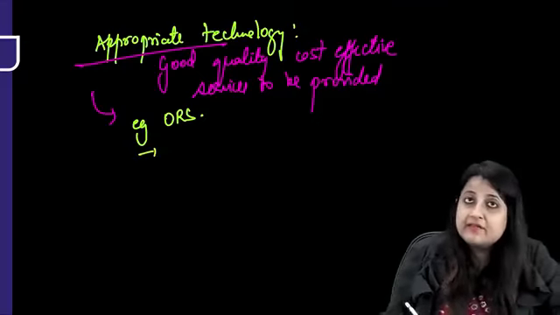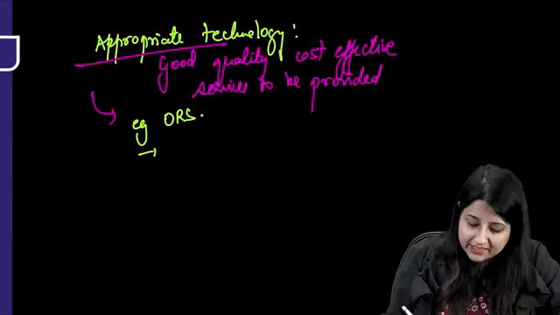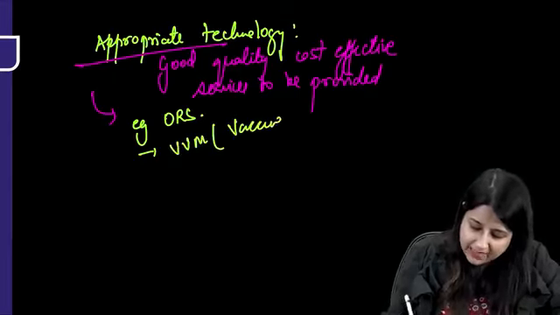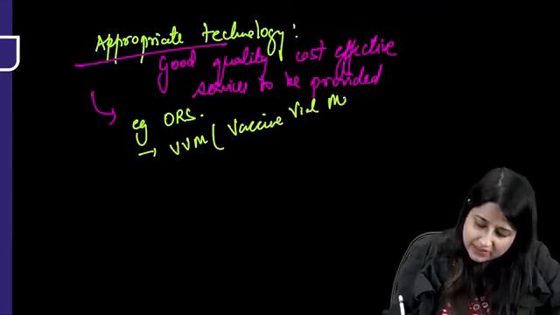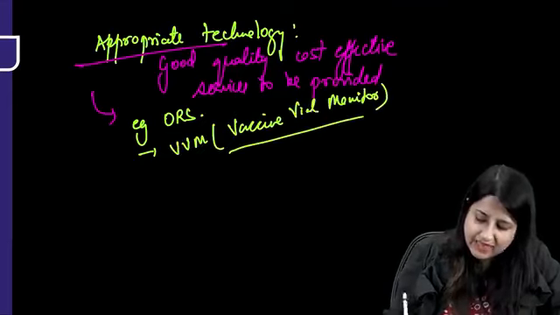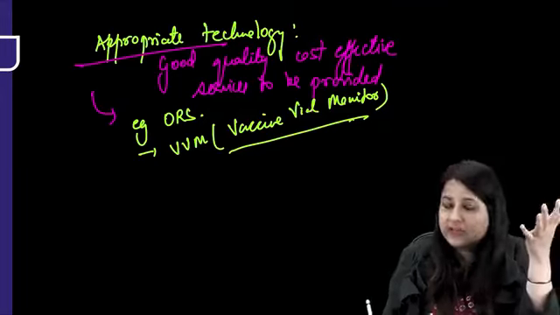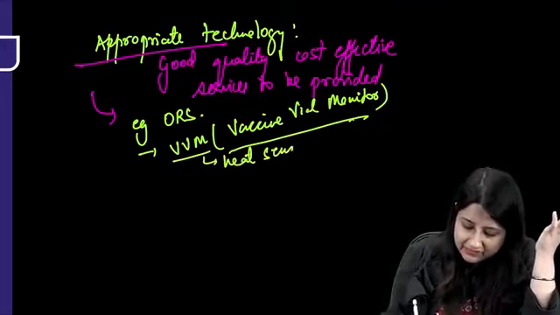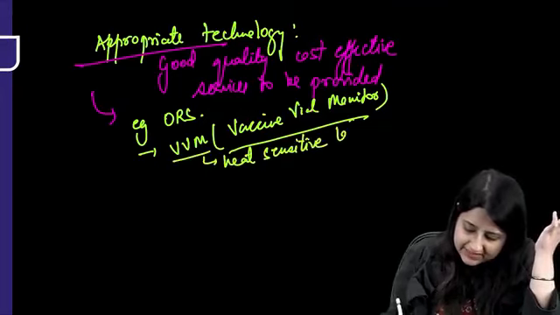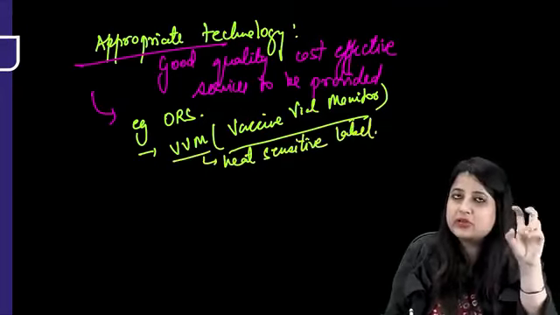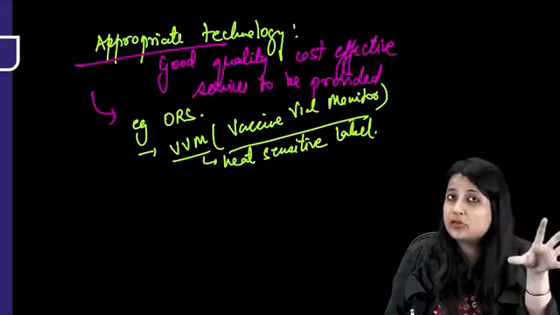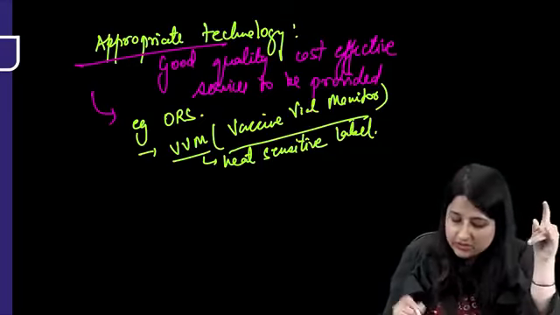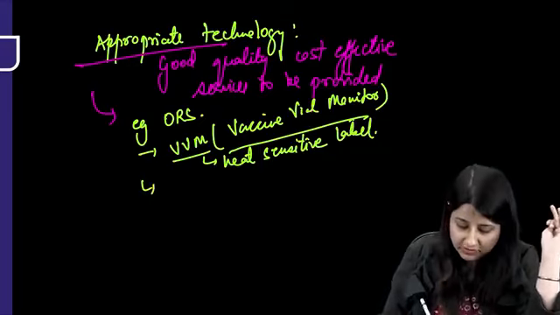Then a very important example of appropriate technology which comes in our exam is VVM, vaccine vial monitor. Now the vaccine vial monitor checks whether the potency of the vaccine has been damaged by heat or not. It is simply a heat sensitive label which is placed on the neck of the ampule or on the cap. It's not some hi-fi laboratory technique. So this is an example of appropriate technology.